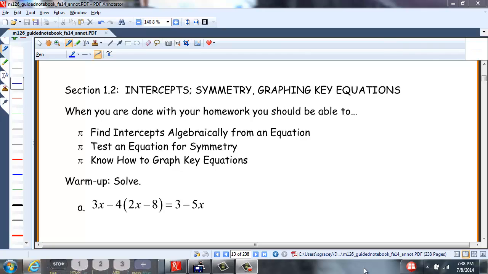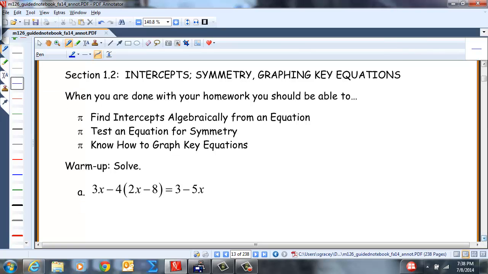We are working on section 1.2 from Precalculus Enhanced with Graphing Utilities by Sullivan and Sullivan, and we'll be covering intercepts, symmetry, and graphing key equations today. So let's get started with a warm-up right here.